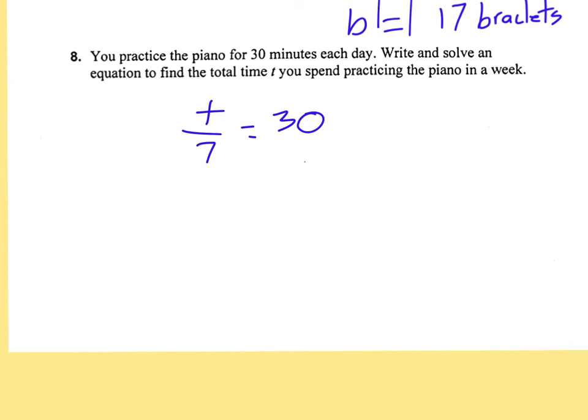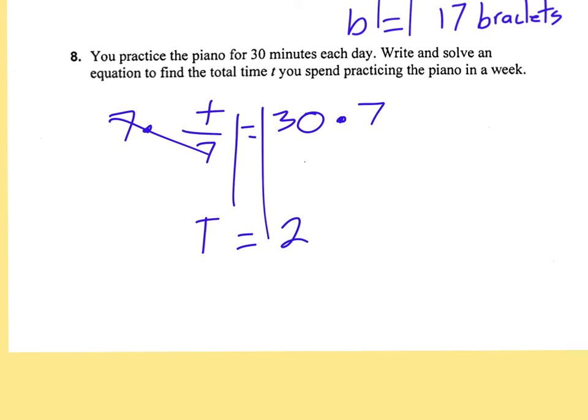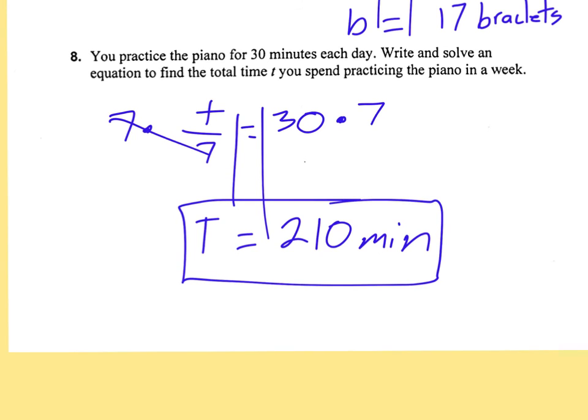Okay, so here we go. Let's see if this works. See if it's a reasonable answer. So I'm gonna times by 7 here, and I get T, because that's what I'm really trying to find is the time. And I'm going to times by 7 here, so it's 210 minutes. Now, let's see if that works. If I take 210 and divide it by 7, is it 30? It certainly is. So I know that this is the correct answer.